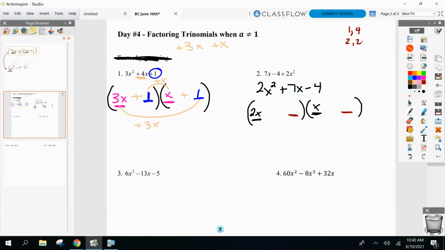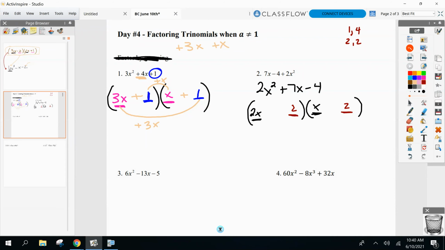Emily, you want to pick a pair to start? Which pair to multiply to 4 you want to check? 2 and 2? Okay, so Emily wants to put 2 and 2. Let's see if it works or not. This is where we do outers and inners and see what my middle term needs to be. What's the middle term in the problem? 7x. So I've got to see if I can get a 7x from Emily giving me 2 and 2.